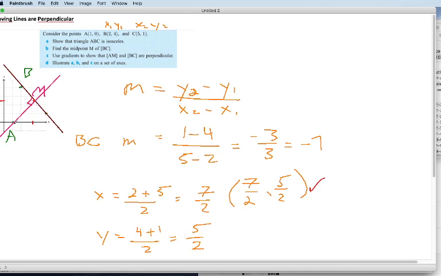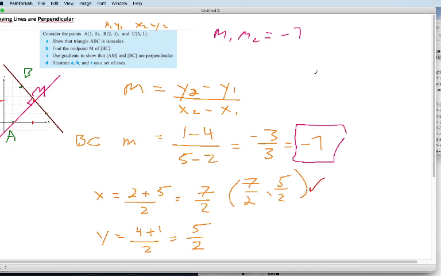So let's find the gradient of AM, and if we take the gradients in the end and multiply them and we get negative 1, we know they're perpendicular. So I already have the gradient of BC, that's here, negative 1. So the flip and switch of negative 1 is positive 1, so I'm hoping that for the values of AM, I get positive 1. So let's take a look.